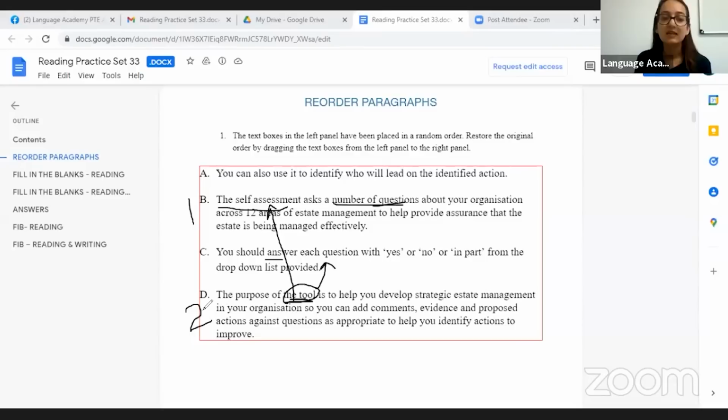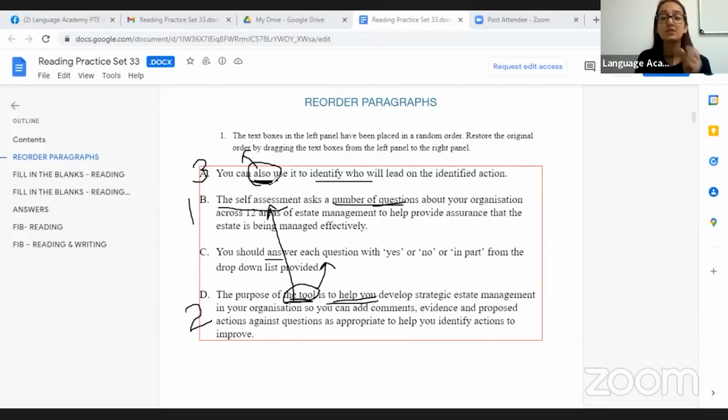And then second, that's why second is D. The purpose of the tool is to help you develop strategic estate management in your organization. So you can add comments and evidence and propose actions. This is the purpose of the tool is to help you. This is one way it works, and you can also use it to do this also. So you can also use means also always tells us that you have to talk something related first. This is the second use.